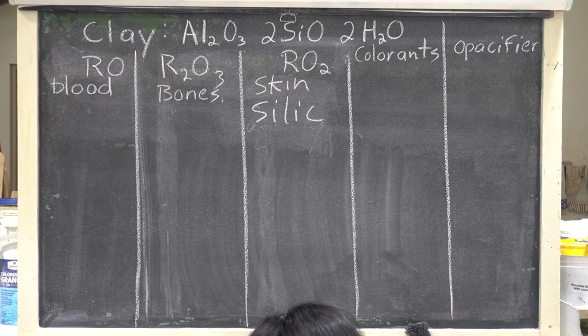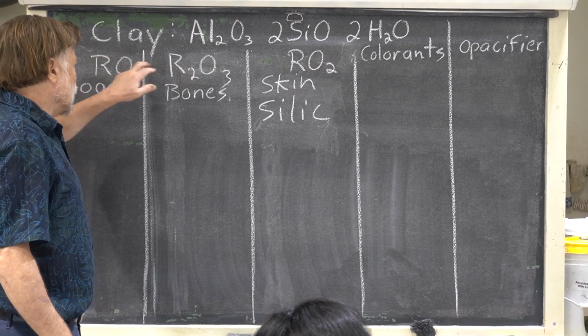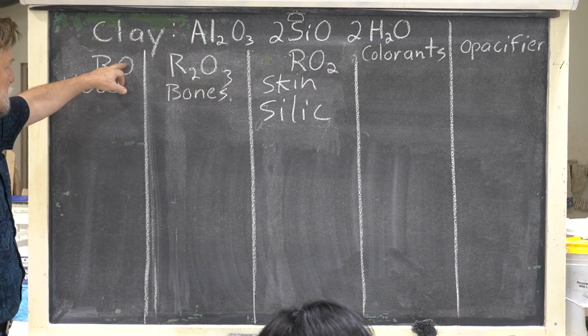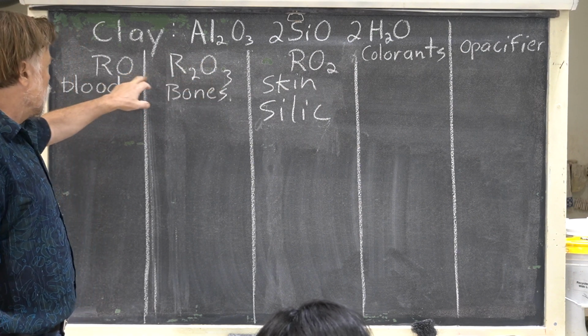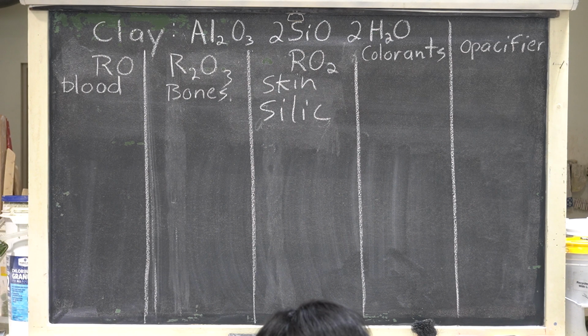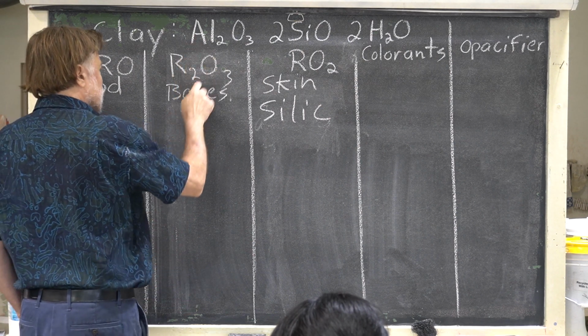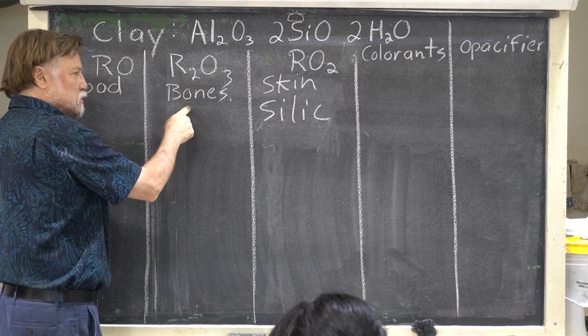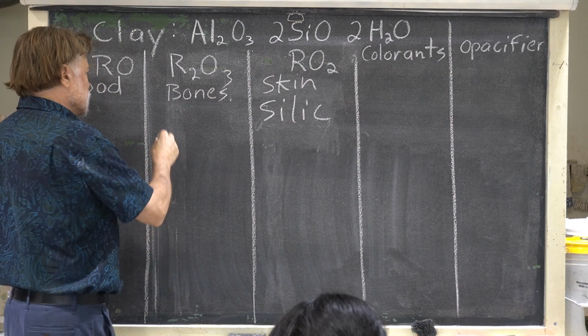I can't tell you exactly what RO, R2O3, and RO2 mean, but obviously this is oxygen. It has 1, 2, and 3 oxygens in it. There are always exceptions to the rules when you're talking about glazing. The main one for the stabilizer, what I'm calling bones here, the thing that slows down the melt, is alumina.